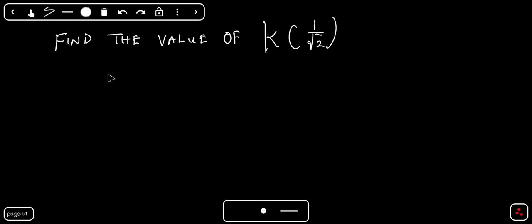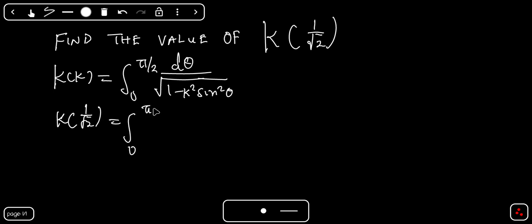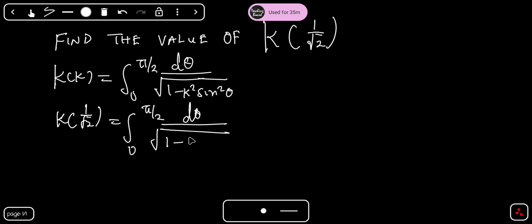Here is the integral representation of the complete elliptic integral of the first kind. So we have K of k. This is equal to the integral from 0 to pi over 2 of d theta over the square root of 1 minus k squared sine squared theta. All right, so then we want to find K of 1 over square root of 2, so that will be K of 1 over square root of 2, equal to the integral from 0 to pi over 2, d theta over square root of 1 minus (1 over square root of 2) squared sine squared of theta.